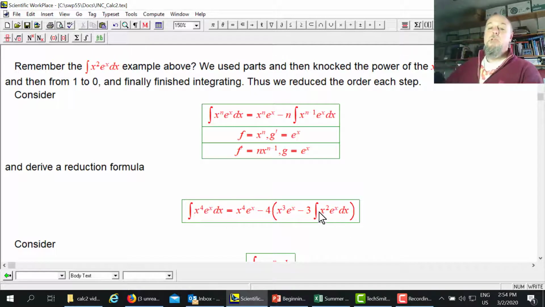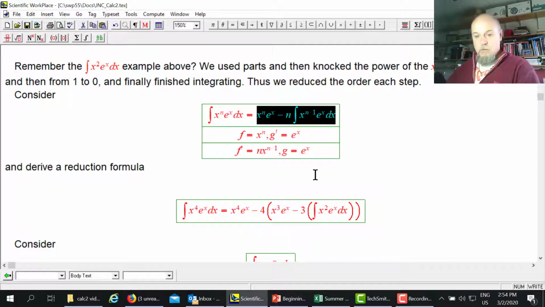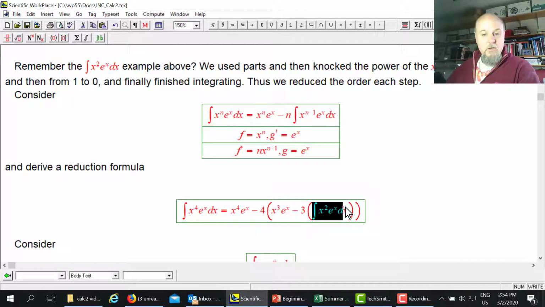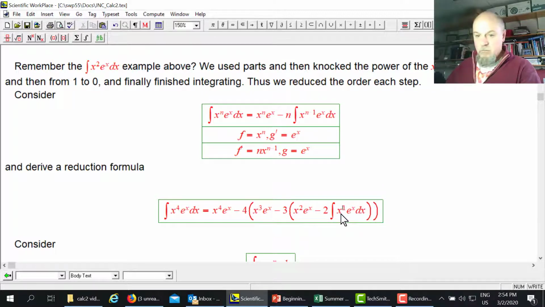My new integral problem then is here, and I'm going to use the reduction formula again here where n is equal to 2. So I'm going to copy this, paste it into here. Notice I'm careful with my brackets, and n is equal to 2. 2 minus 1 is 1, just x to the 1.